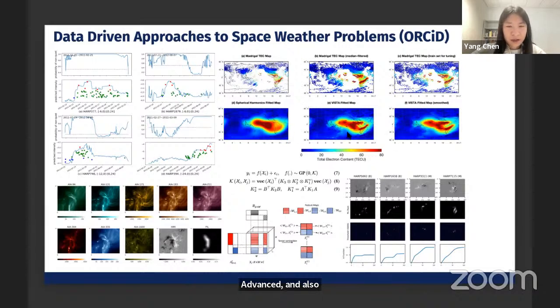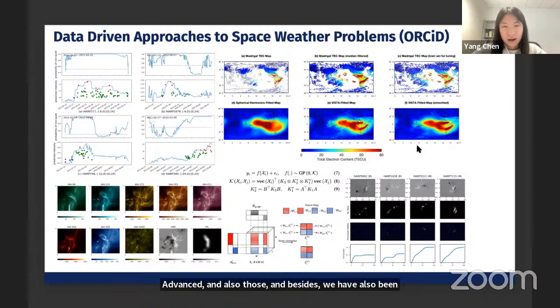And besides, we have also been working on geomagnetic index prediction problems, and part of that is the Sym-H prediction. And we're also working on delta B prediction for local stations, which I will briefly talk about later on in this talk. And we have also been working on total electron content map completion problems within our group, joint with Professor Shasha Zhou from University of Michigan.